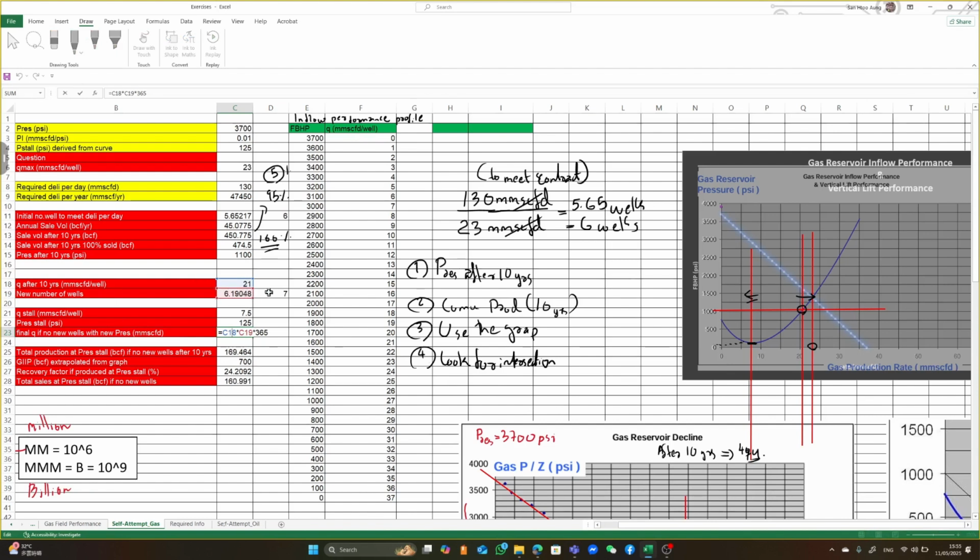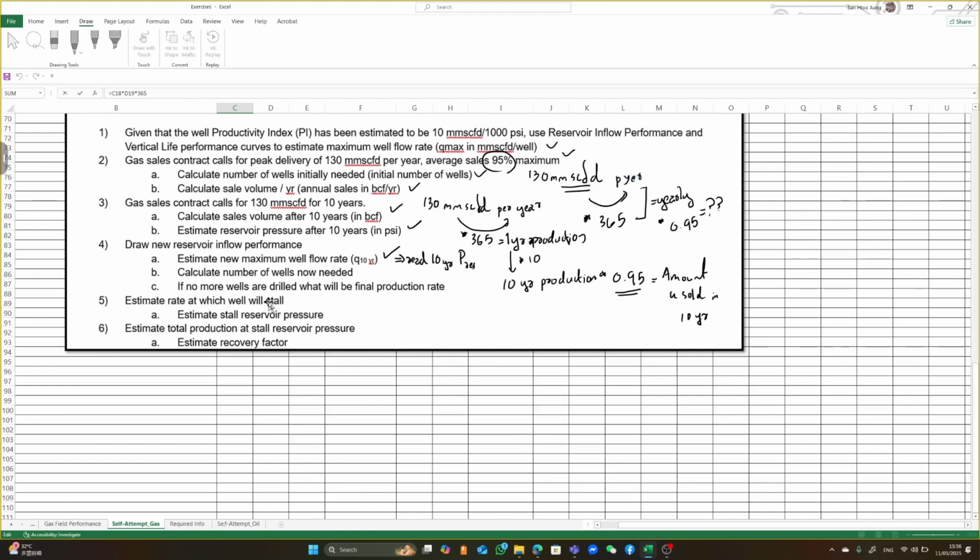I didn't use number 7 because I wanted to be more accurate, but if we want to be more accurate, we could actually use 7, which is a more realistic value for the number of wells. So we get this flow rate if we actually produce without any new additional wells. So let me just walk you through how we actually did that, okay?